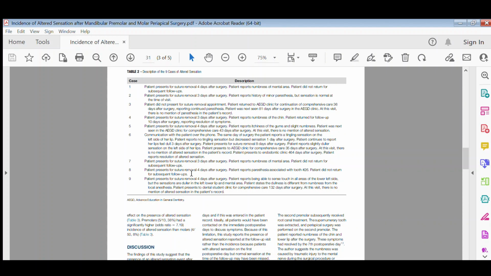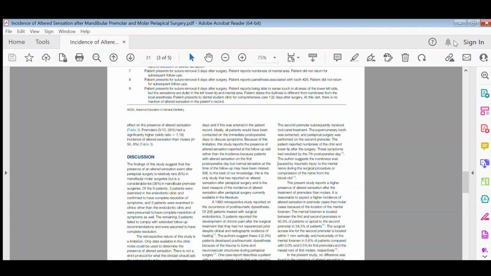In this table we find the description of the 9 cases of altered sensation. A premolar had a significantly higher odds ratio of incidence of altered sensation than a molar, with an odds ratio of 7.19.